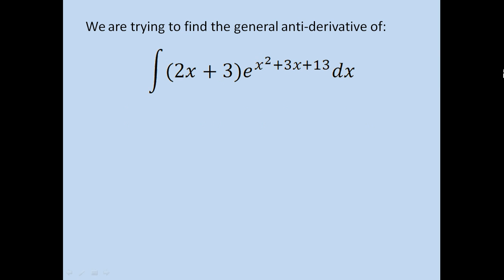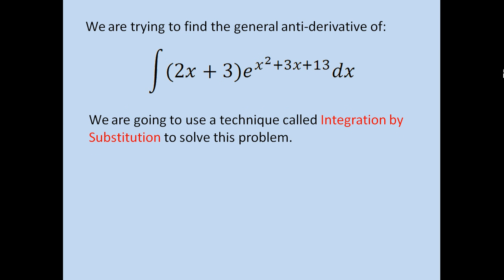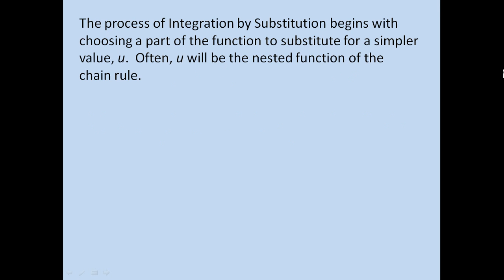This is an example on integration by substitution. We are trying to find the general antiderivative of the integral of (2x + 3) times e^(x² + 3x + 13). Now, originally when looking at this, it's difficult to see how we might find the antiderivative of this, and that is why we're going to use a technique called integration by substitution to solve the problem.